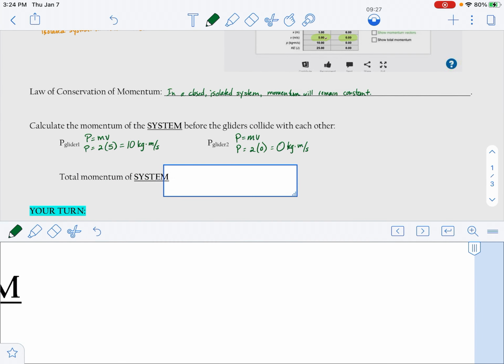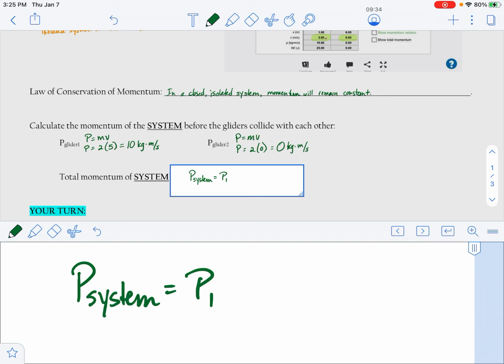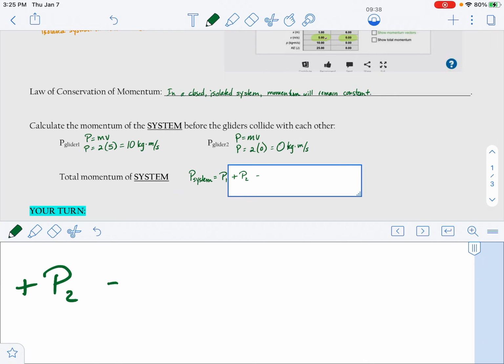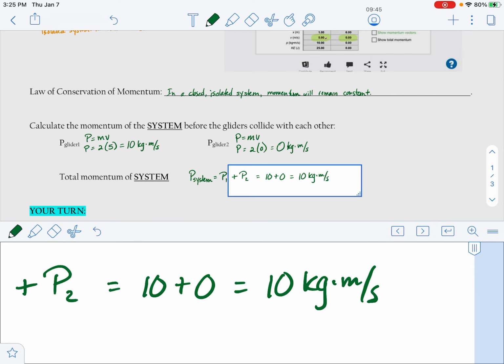So how do I find the momentum of the system? Well, I am going to say the momentum of the system is the momentum of glider 1 plus the momentum of glider 2. So I've got 10 plus 0, so I have a momentum of 10 kilogram meters per second. And this is the momentum of the system, the sum of the parts, right? The sum of the momentum of glider 1 plus the momentum of glider 2. So 10 kilogram meters per second altogether.